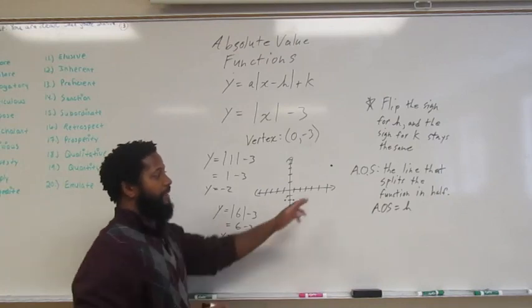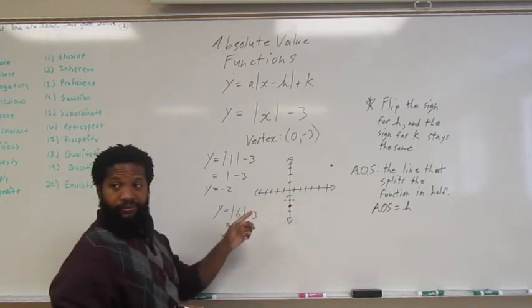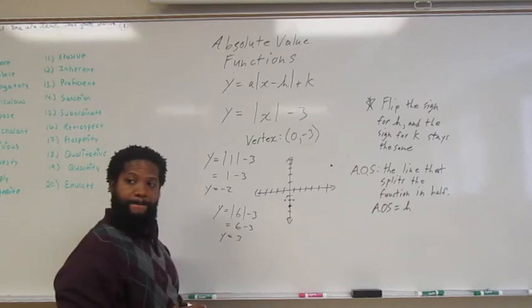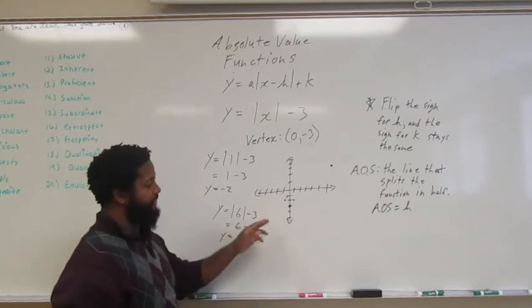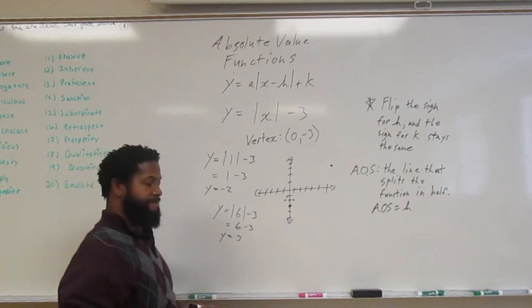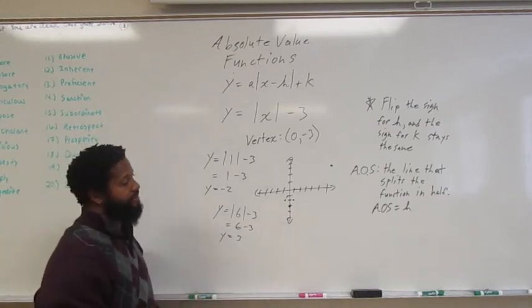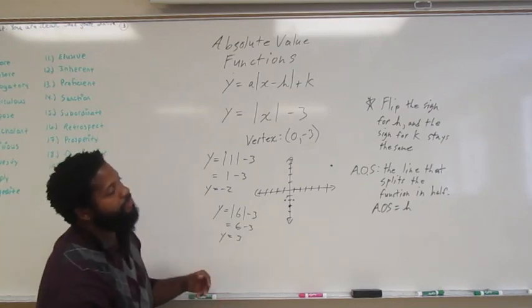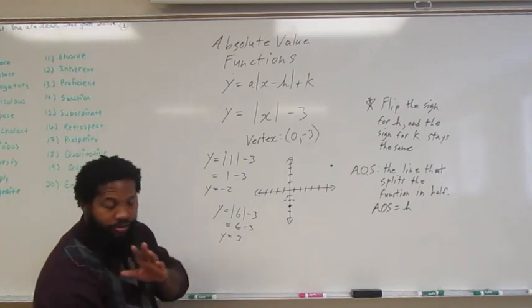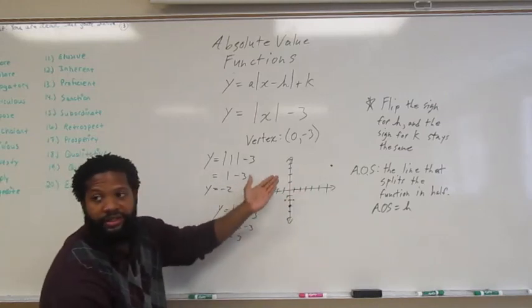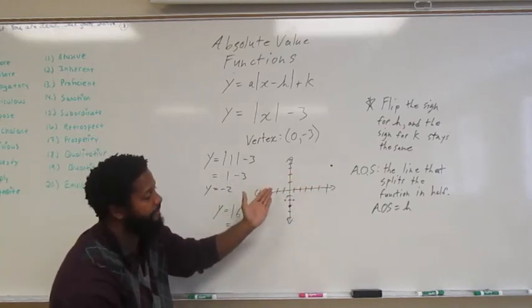So you go up 6. Wait, so you go up 3 and over 6? Up 3 and over 6. I'm confused. So, long story short, what you do on one side, you do on the other. Think of it as a mirror.